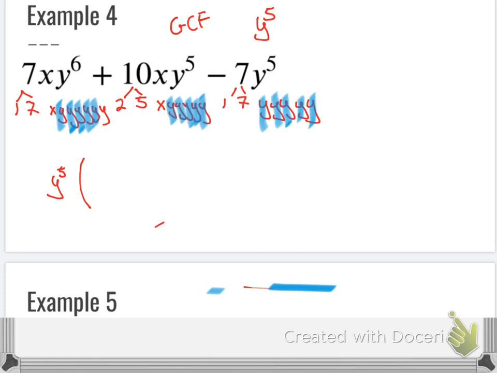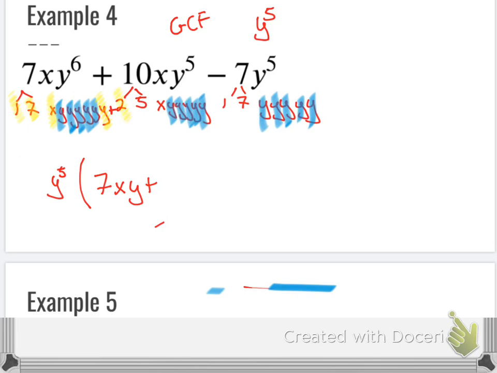And then we remember we do what's left over. Well, we have 1 times 7, which is 7. We have 1 x that's left over, and we have 1 y that's left over. Should put a little plus sign here. So we have this x, we have these 2, and we have that y.